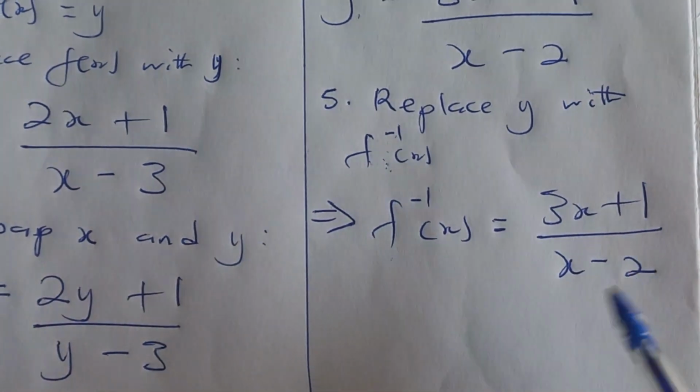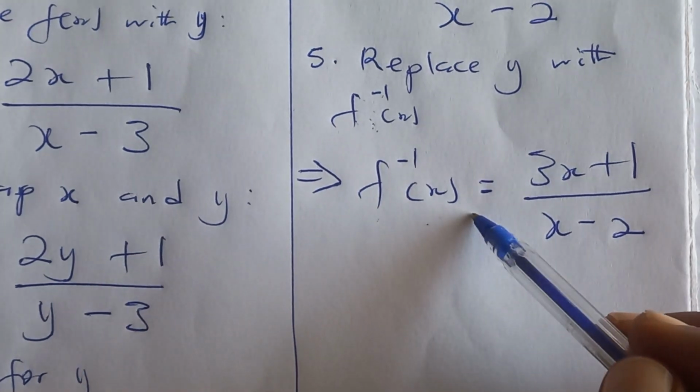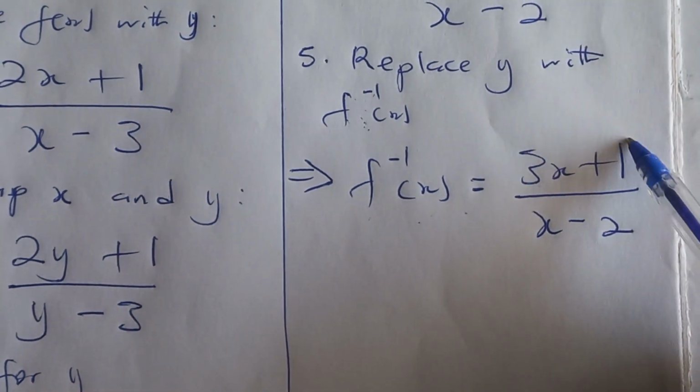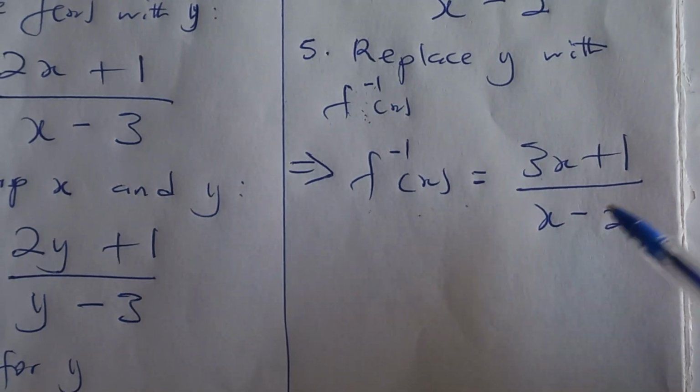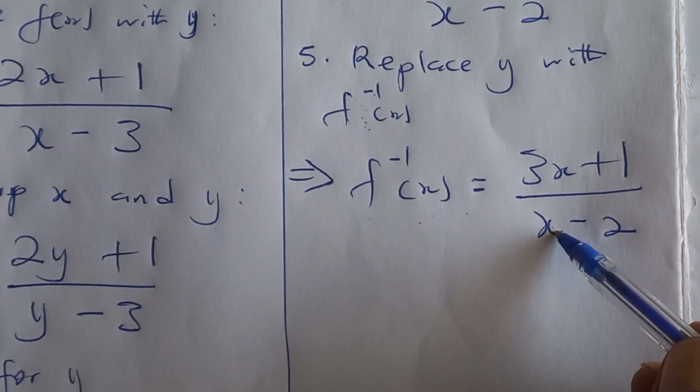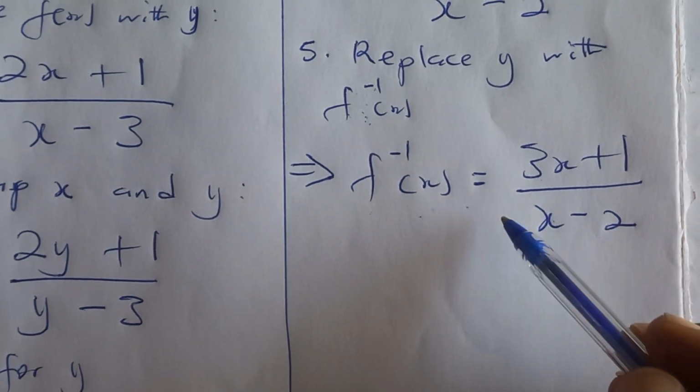So our final answer is going to be the inverse of f of x is equal to 3x plus 1 on x minus 2. So this is our final answer. Okay, where x is not equal to 2.